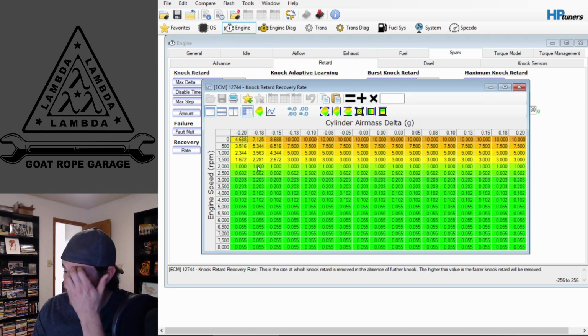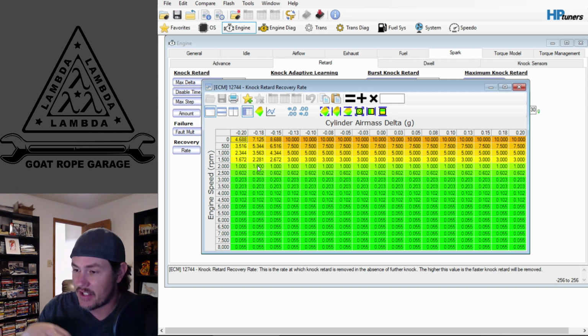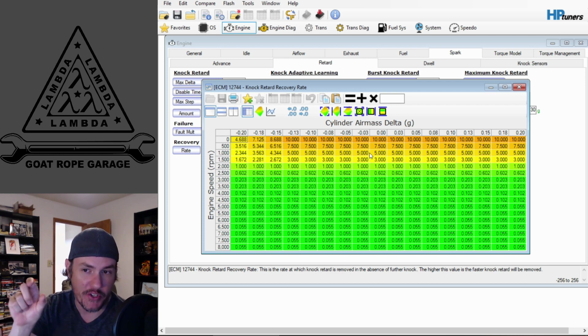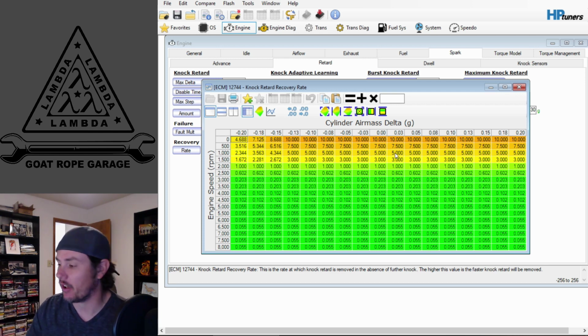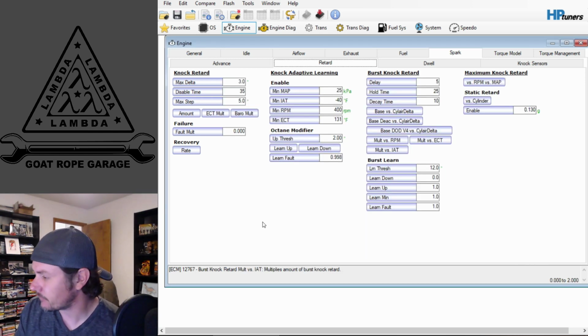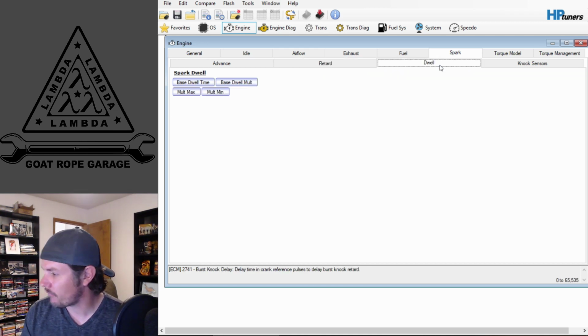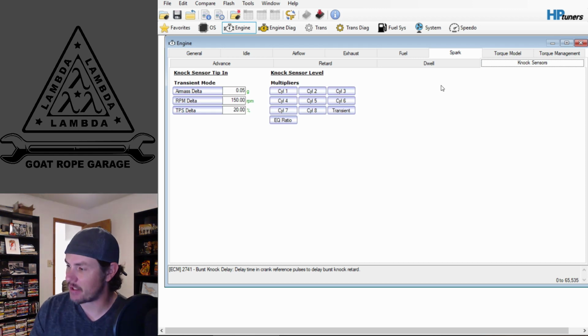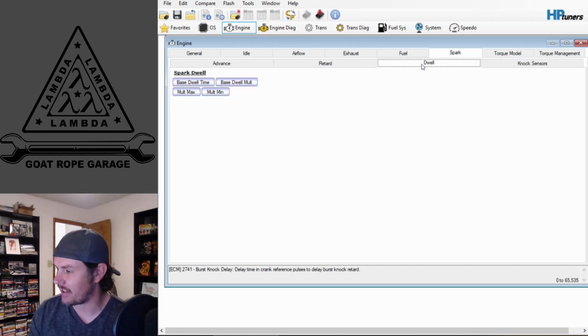A couple other things on here. Same ordeal with the recovery rate. This is basically how fast it adds timing back in based on the different ranges. So this will match up generally with your knock table directly, where you're seeing individual cells being retarded out. That's about it. That's the big stuff on there. You can also adjust your knock sensor sensitivity, things like that.